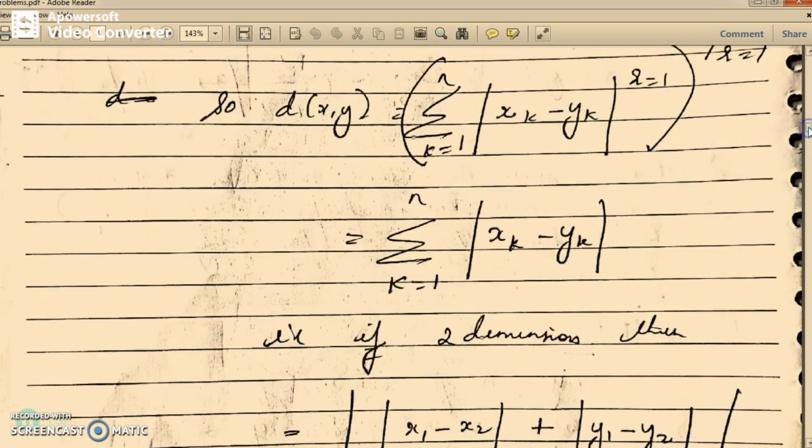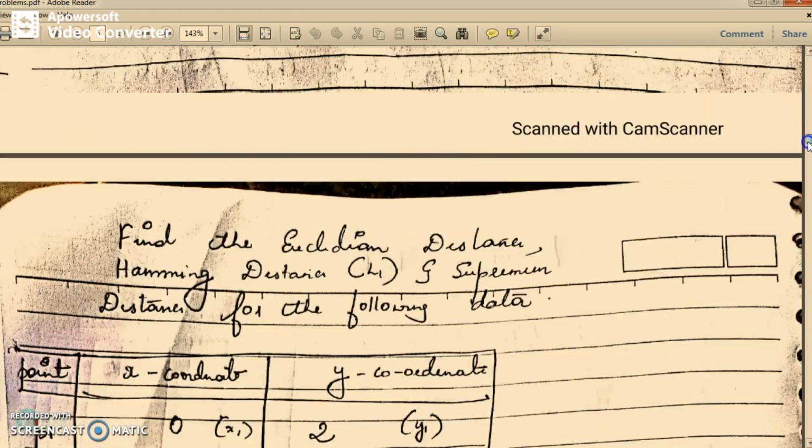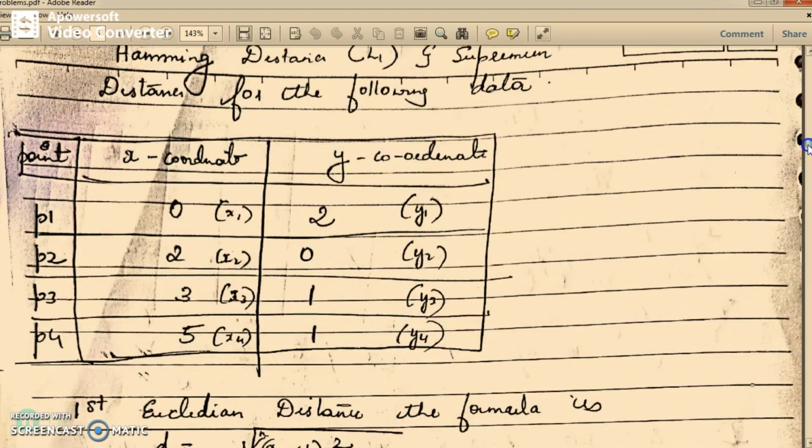Okay, see here, we are rewriting this formula something like this. So how are we rewriting the formula? Just see over here.